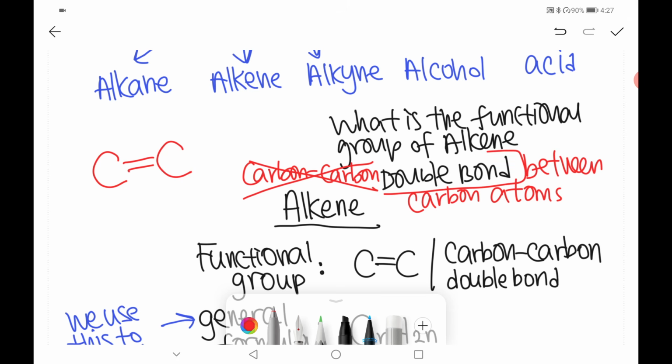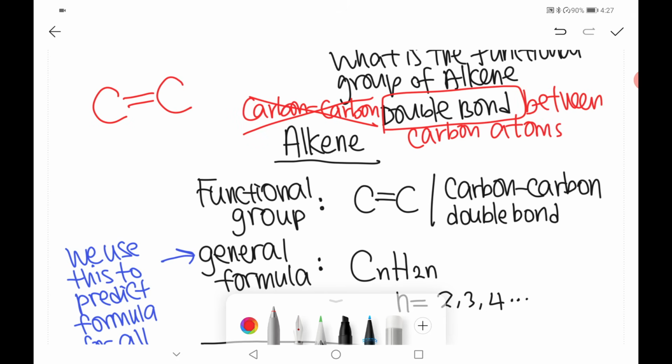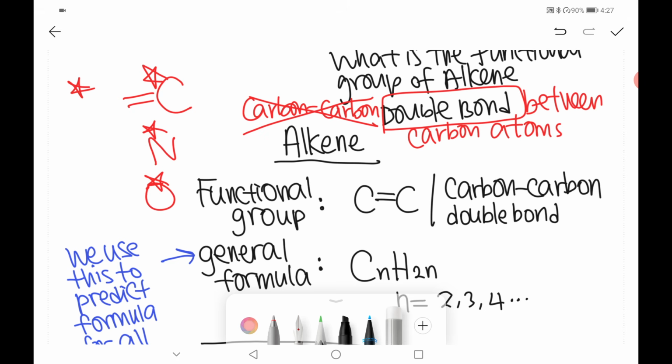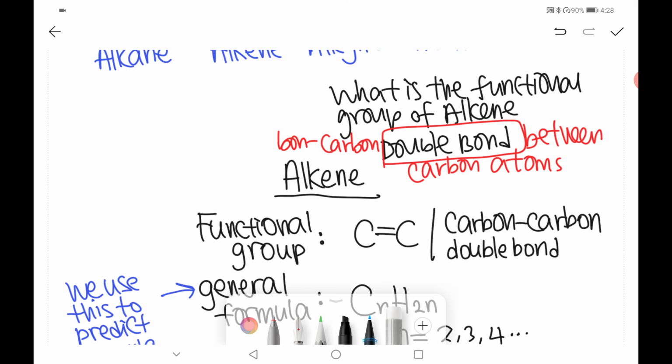Because if you only put the words double bond, there are so many possibilities. A double bond can be between other substances. For example, carbon and nitrogen can have a double bond, and carbon and oxygen can have a double bond. So if you only say double bond, the examiner doesn't know whether the double bond is between carbon and nitrogen, or carbon and oxygen, or carbon and carbon. So you need to specify and tell the examiner that the double bond is between carbon atoms.